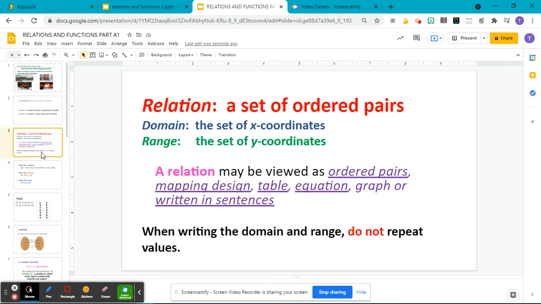When we're looking at a relation, it can be viewed in different formats as well. We can look at ordered pairs as a relation. We can look at a mapping as a relation. We can look at a table as a relation, an equation, a graph, or written sentences. When writing the domain and range, that's the x and the y coordinates of your relation, you do not repeat values. I'll explain that in the next slide.